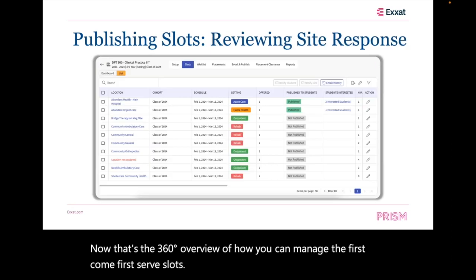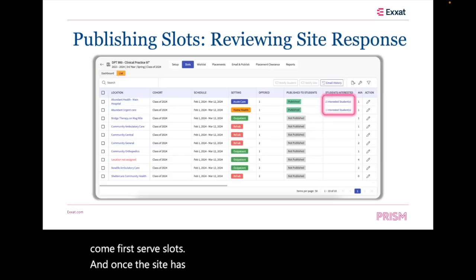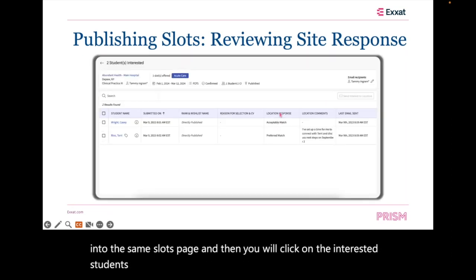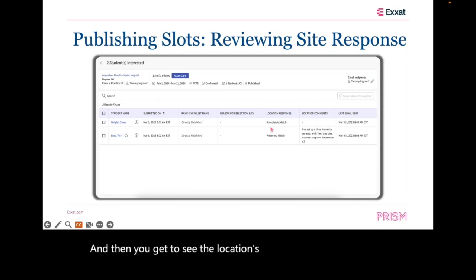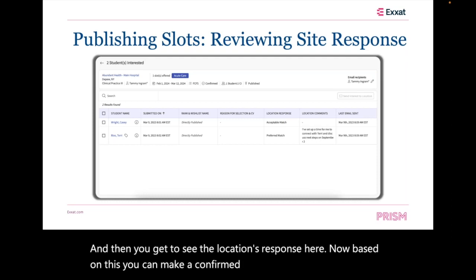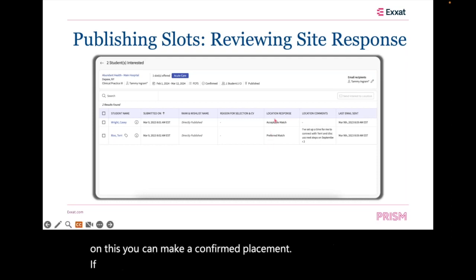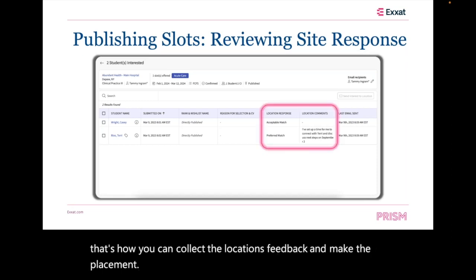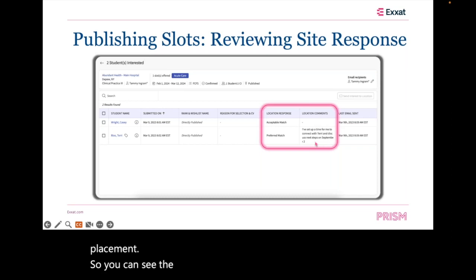And once the site has responded, in your view you will go into the same slots page, and then you will click on the interested students here, and then you get to see the locations' response here. Now, based on this, you can make a confirmed placement if it is either a preferred match or an acceptable match, right? So that's how you can collect the locations' feedback and make the placement. So you can see the locations' response and the locations' comment.